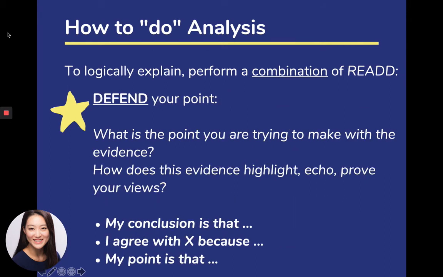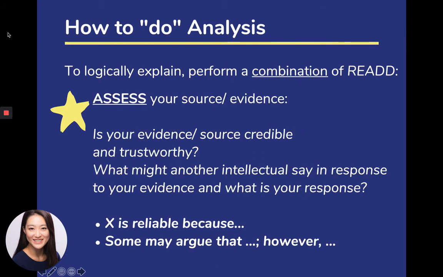To do analysis, confirm the point you're trying to make and defend. You will do this often towards the end of the analysis as you try to reinforce your point. How does your evidence highlight, echo, and prove your views? I also included here sentence stems to defend your point, such as, "My point is that..." Feel free to use and adapt these.